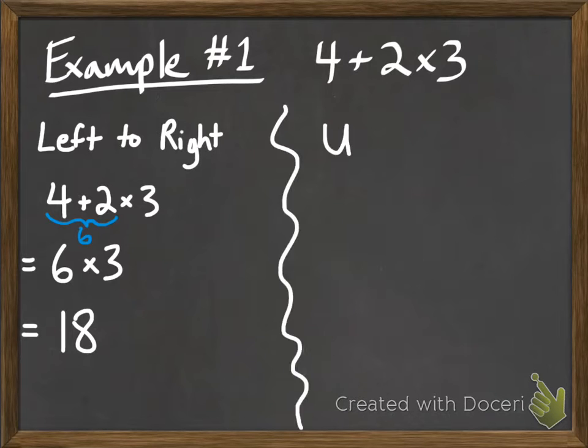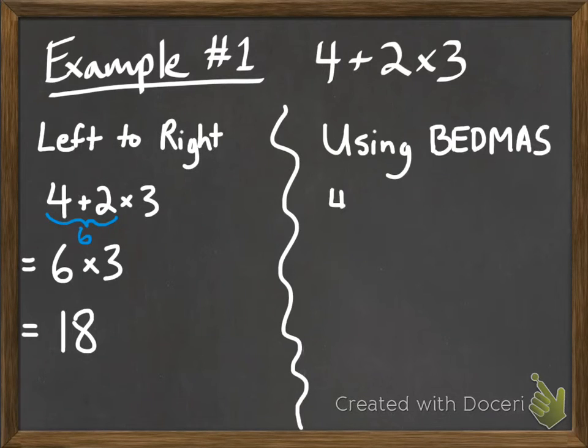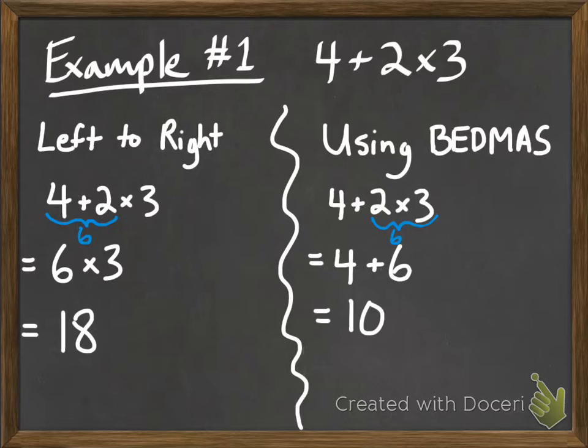Now, let's see if this is any different when we use BEDMAS. What does BEDMAS say first? Do we have any brackets? No. Exponents? No. Division? No. Multiplication. Okay, so what are we going to do first? We're going to do 2 times 3, so that gives us 6. Let's rewrite this. Now we have 4 plus 6, which gives us a nice answer of 10.